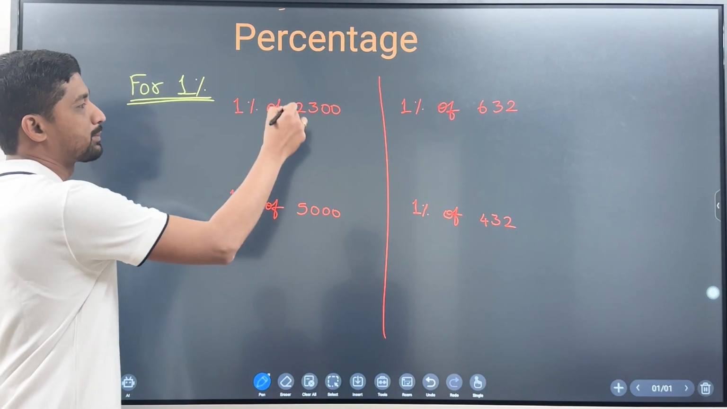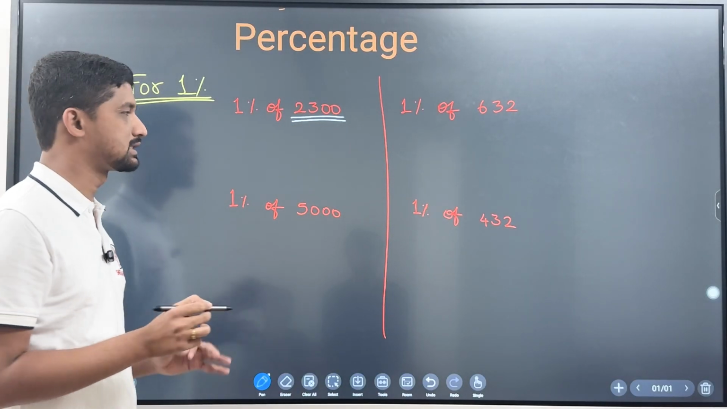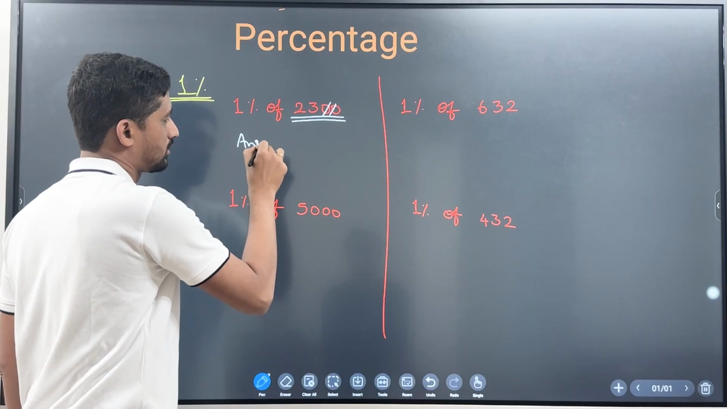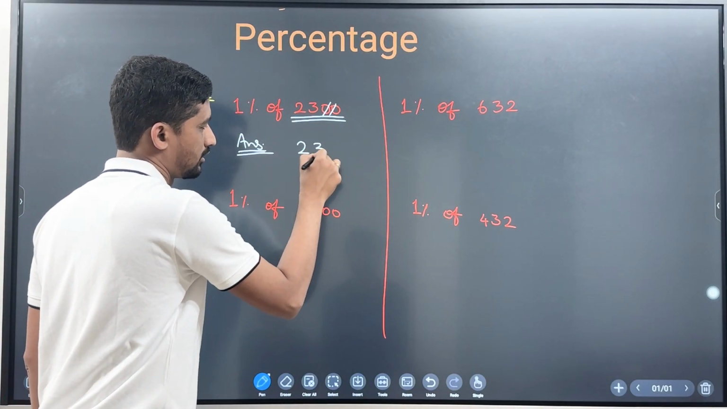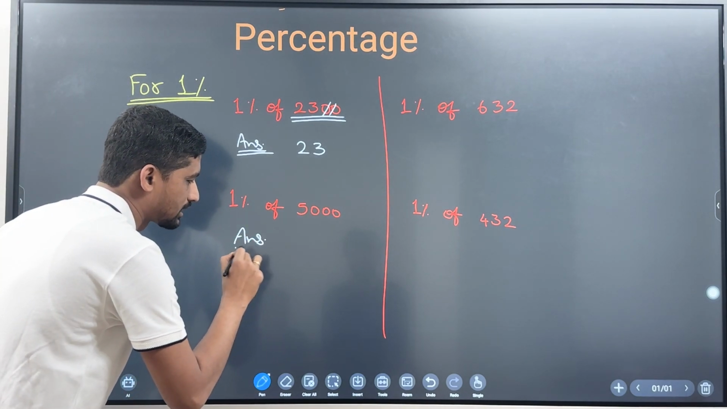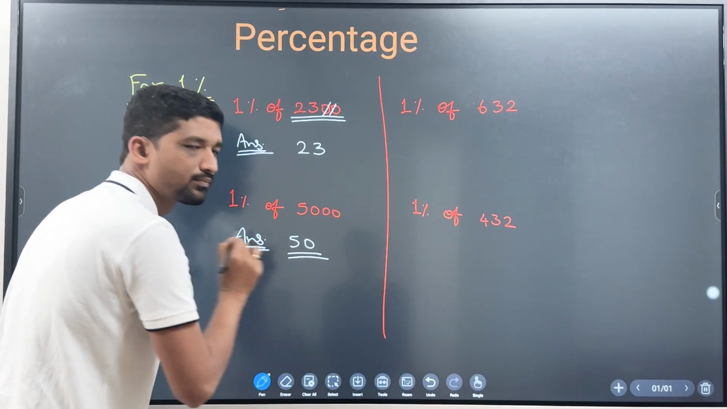Now for 1% of 2300, the simplest method to find 1% is to just neglect the last two zeros. So the answer will be what? 1% of 2300 will be 23. Similarly, 1% of 5000. Neglect the last two zeros. The answer will be 50.